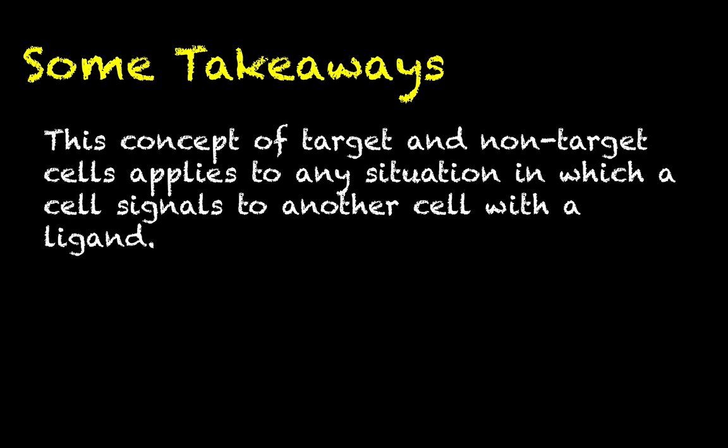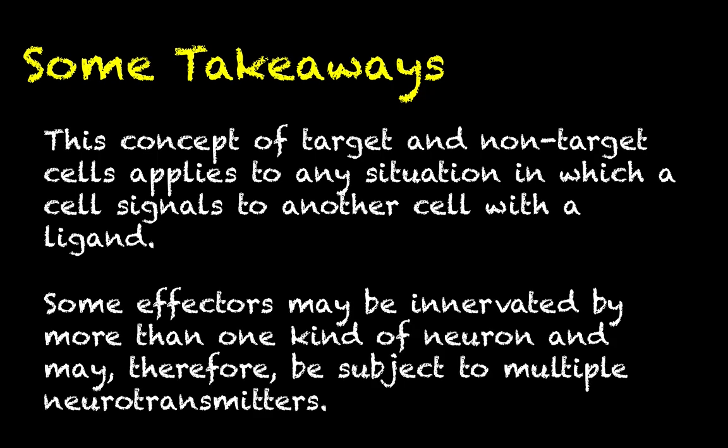Okay, so obviously we used an example of hormonal regulation to illustrate the difference between a target cell and a non-target cell. But keep in mind, this concept applies to any situation in which a cell signals to another cell with a ligand. It's just an issue that is particularly important for hormonal regulation. But just to make sure you get the idea, let's look at a neural example.